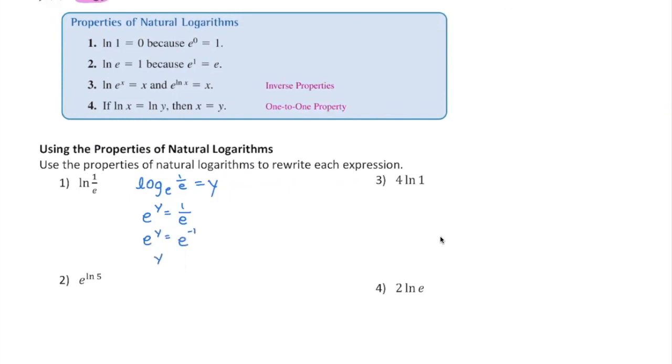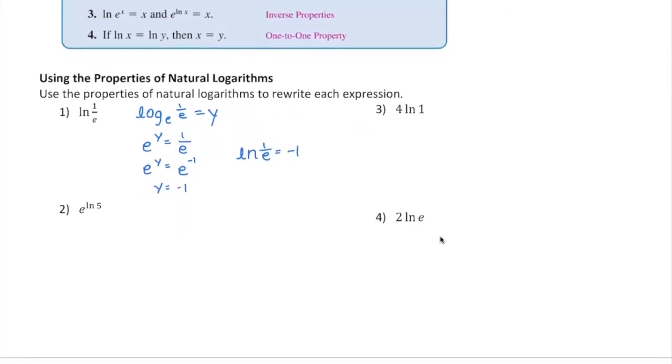So here I can see that in order for these two sides to be the same, they have the same base, the exponents must also be the same. So what this means is the natural log of 1 over e is equal to -1. For number 2, we have e to the natural log of 5, and we remember that natural log is just log base e. So we can see that this portion of our expression will just cancel out to be 1. So we can just say that's 1, and our answer will be 5.